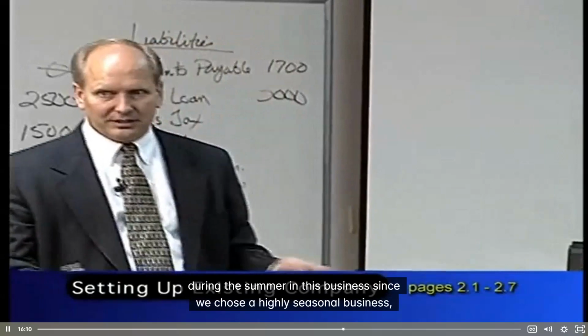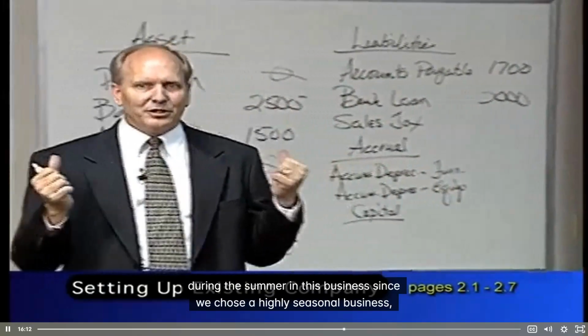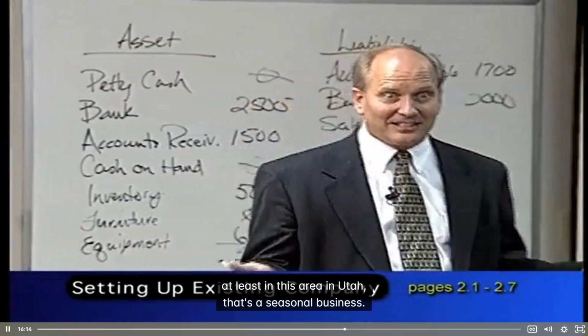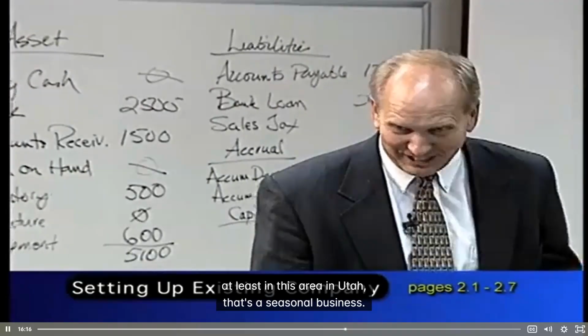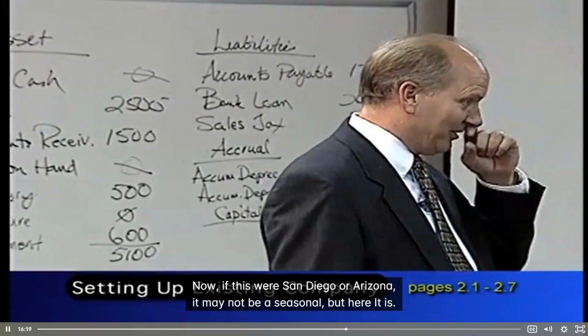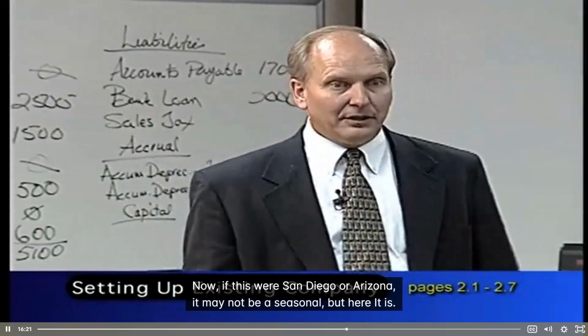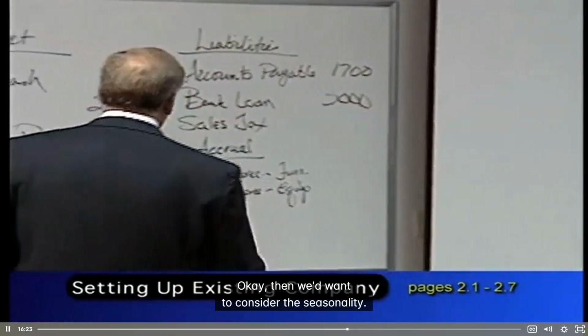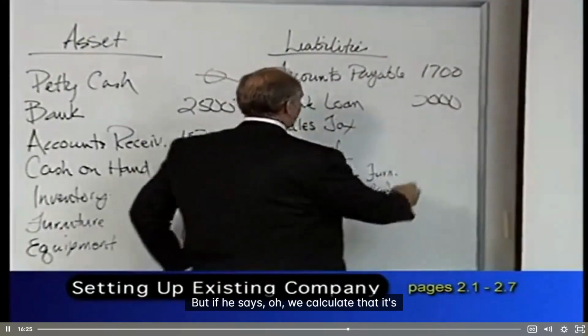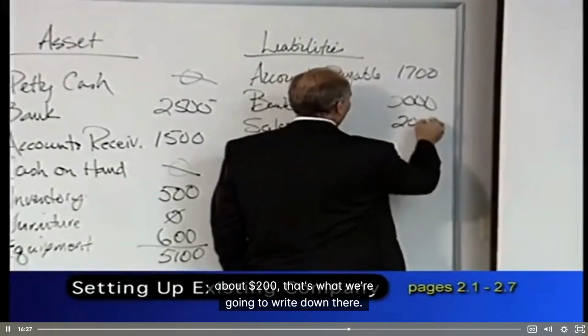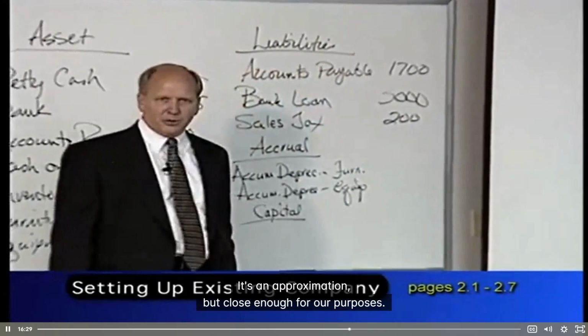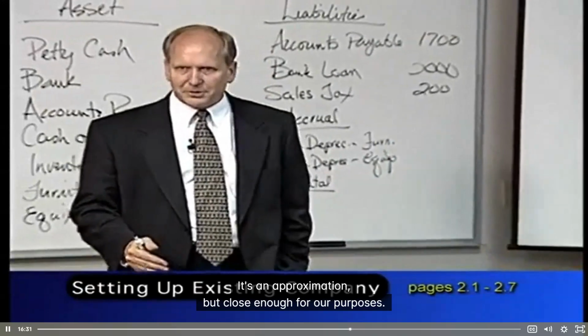And certainly, during the summer in this business, since we chose a highly seasonal business, at least in this area, in Utah, that's a seasonal business. Now, if this were San Diego or Arizona, it may not be as seasonal, but here it is. Then we'd want to consider the seasonality. But if he says, we calculate that it's about $200, that's what we're going to write down there. It's an approximation, but close enough for our purposes, right?